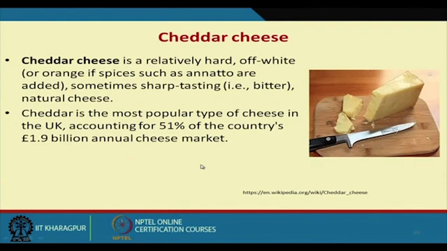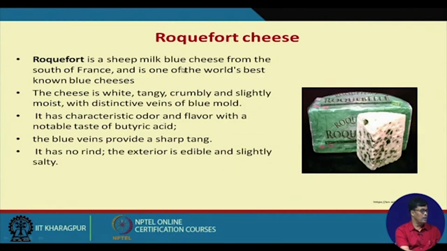Another similar example is cheddar that we have. I told you this is a very hard cheese. This is usually used in the UK, and they have a very big market, that is 1.9 million pounds, the UK market that we have with cheddar. This looks like this. This is largely used during breakfast, and this is another type of cheese also largely used. This is what we call Roquefort.